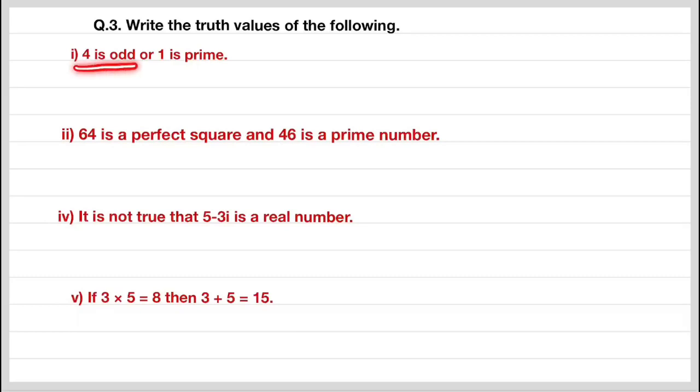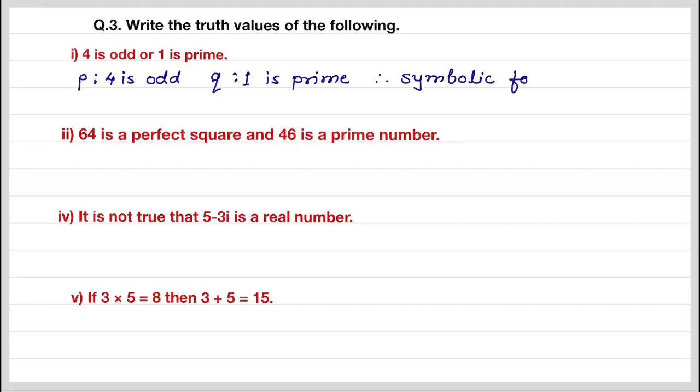Okay. Now first example, 4 is odd or 1 is prime. Here logical connective used is or. That means it is disjunction. Here statement P is 4 is odd and Q 1 is prime. Therefore, symbolic form, P or Q.